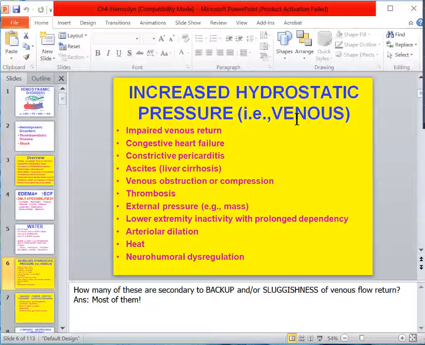But when the hydrostatic pressure in a vein exceeds the oncotic pressure, usually due to impaired venous return, whether it's heart failure, whether it's a pericarditis and unable to return, whether it's an ascites, whether it's obstruction of the vein, or perhaps compression or thrombosis, or even a mass pressing on a vein.